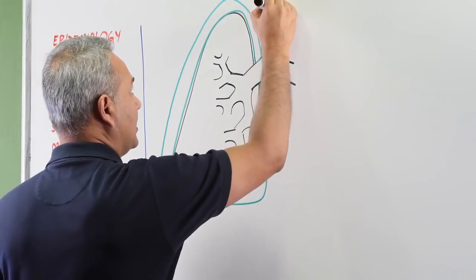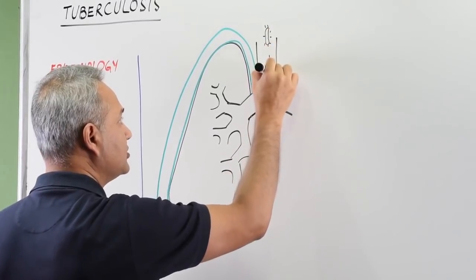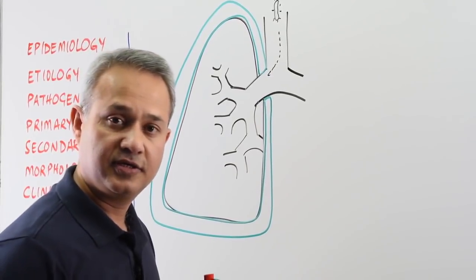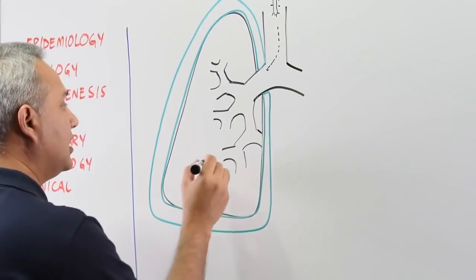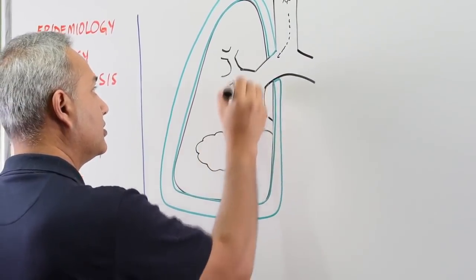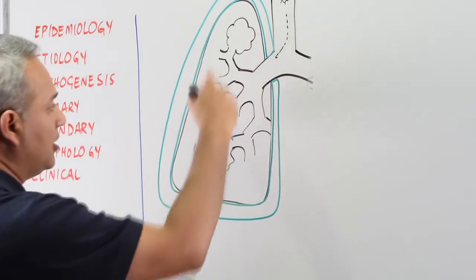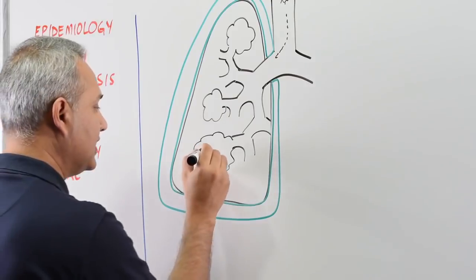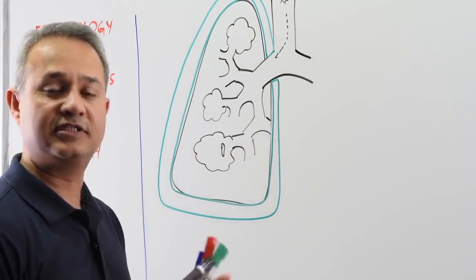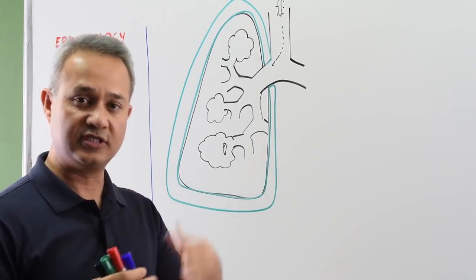Imagine that the pathogen comes in. This is the pathogen. The pathogen comes into the lung and attaches to the epithelium. Most of the time, the pathogen would reach all upper, middle, and lower lobes. So let's say the pathogen has reached the alveoli. We have to figure out what happens on first exposure to the pathogen, what will that do? This is primary tuberculosis.